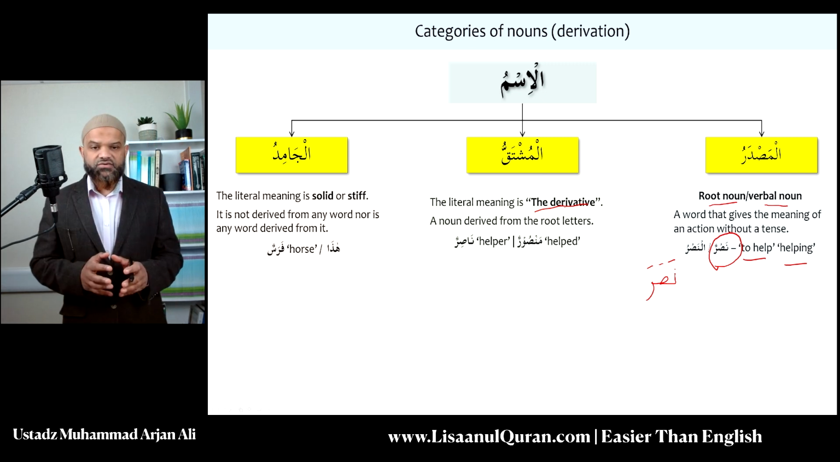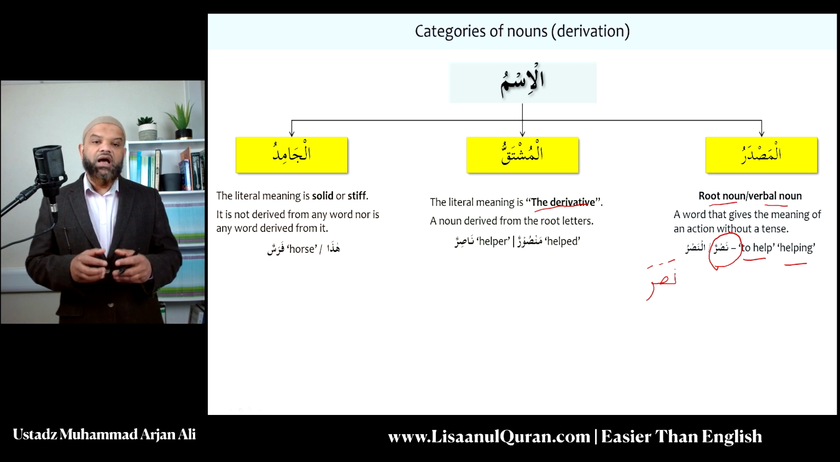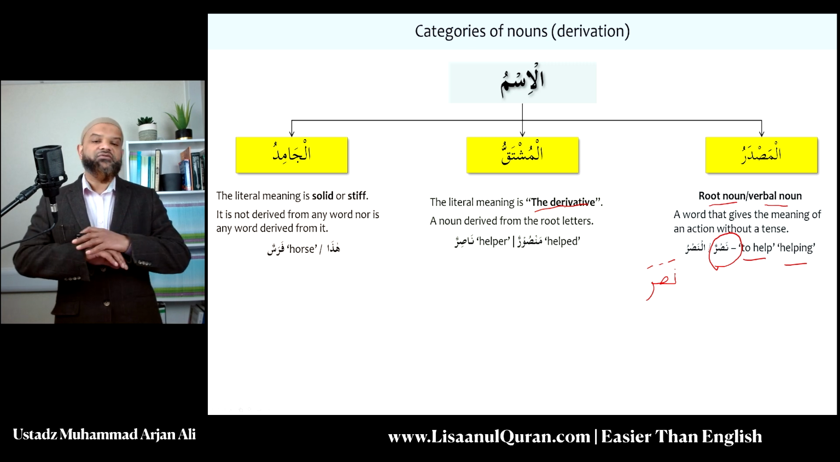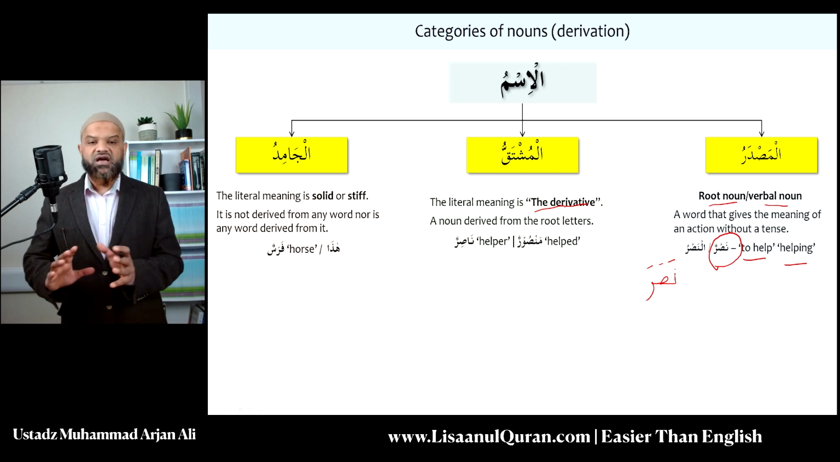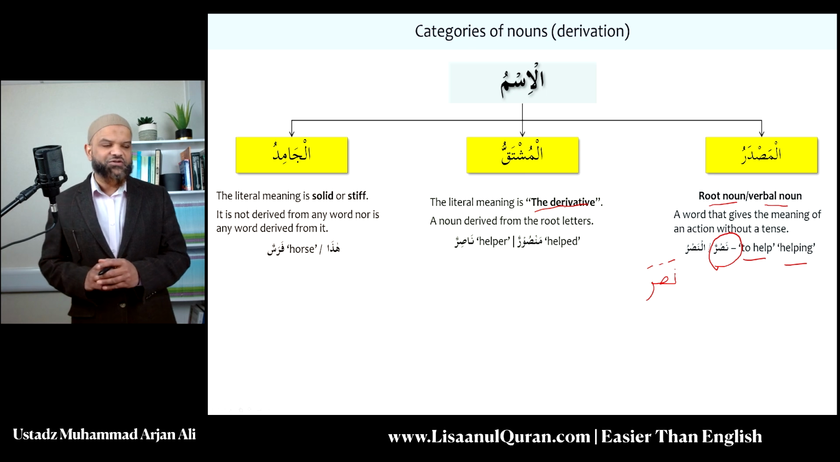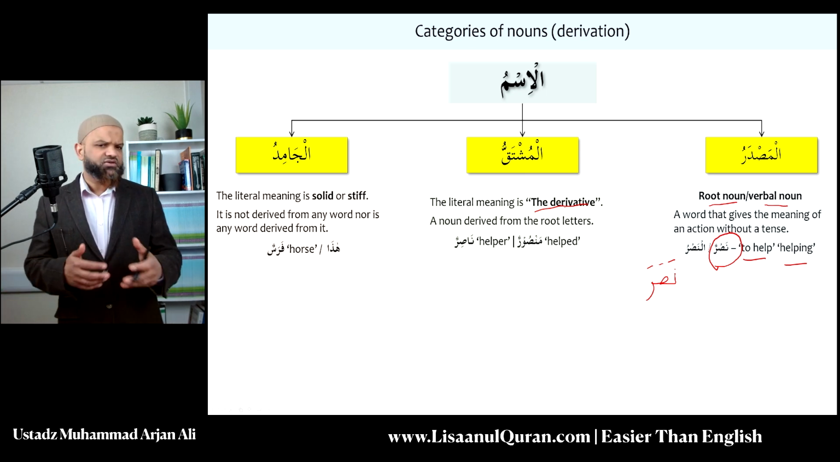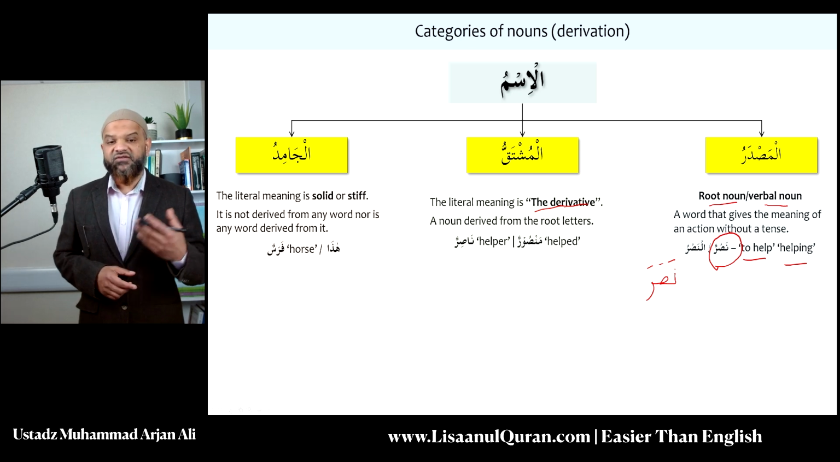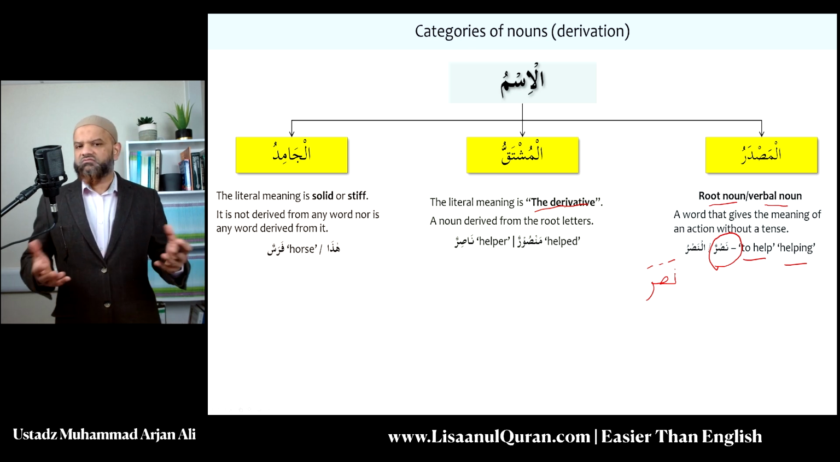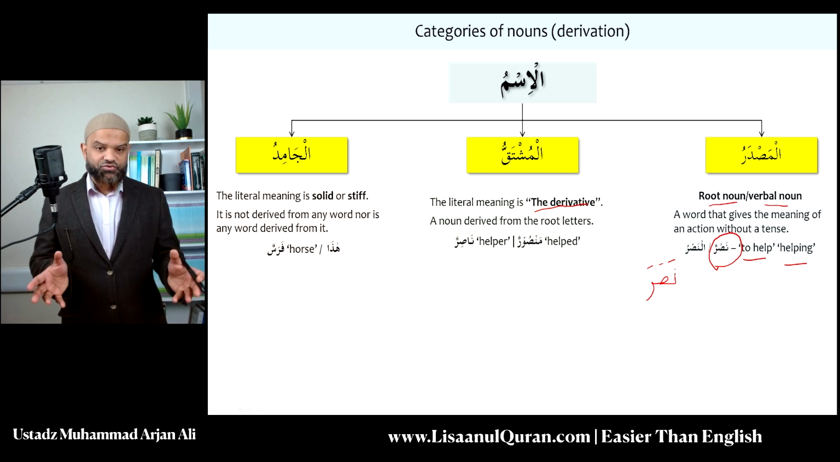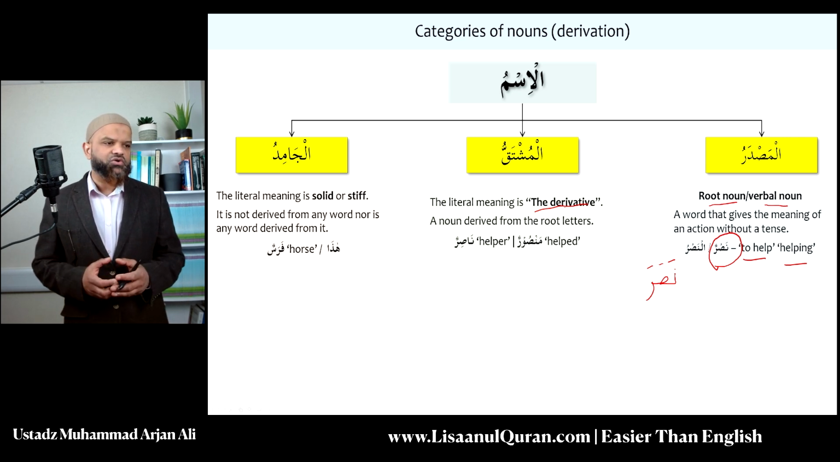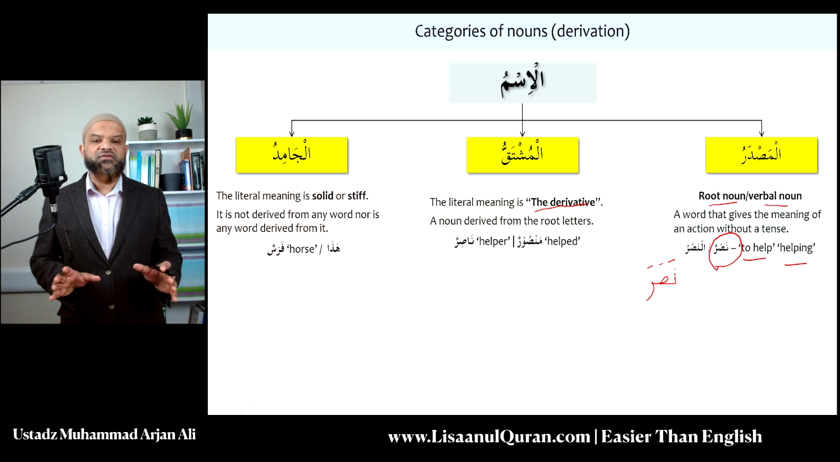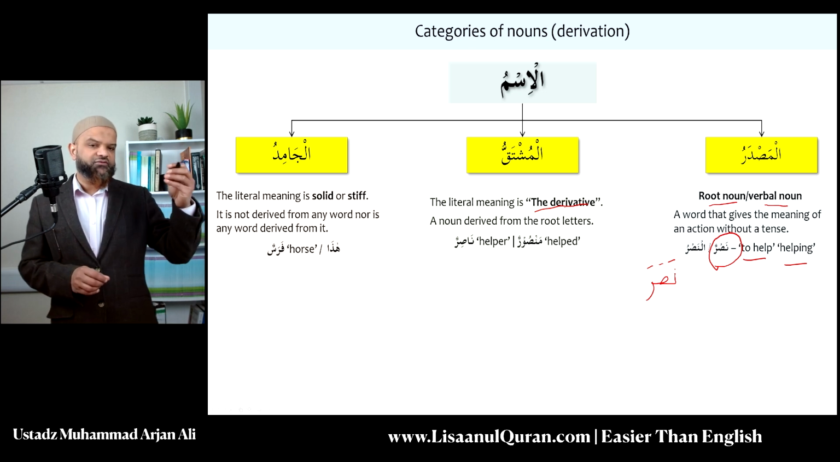Then we have some nouns in Arabic, quite a few of them, called al-jamid. Al-jamid is solid or stiff. What that means is that it is not derived from anything, nor is anything derived from it. Please note that as the definition. So a word like hadha, this, is not really derived from any three root letters. Or here we have another example, farasun, which is a horse. It's not derived from any word or any root letter. It is a word built on its own, solid, stiff. It is not derived, nor is any word derived from it.